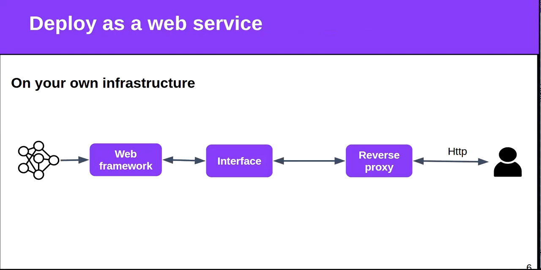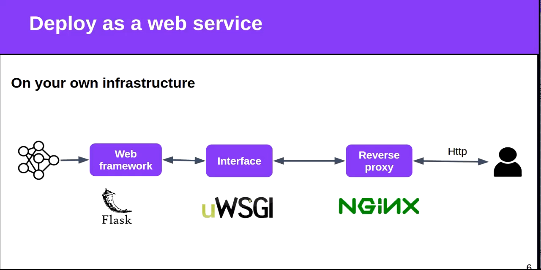Deploying a machine learning model as a web service means that users from the internet or from a network can access it and interact with your model. One way of doing it is to deploy the model on your own infrastructure. For instance, here we have a machine learning model that we can share using a web framework such as Flask, which is a Python web framework. And then you can have an interface, for instance uWSGI, that will help us to load balance the model and share it using a reverse proxy. For the reverse proxy, we can use, for instance, Nginx.